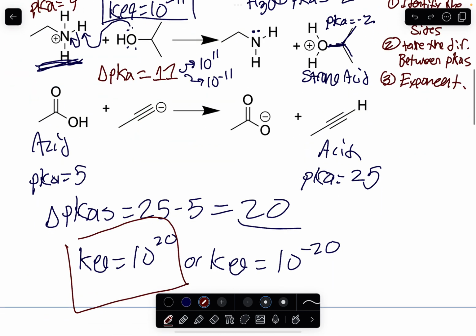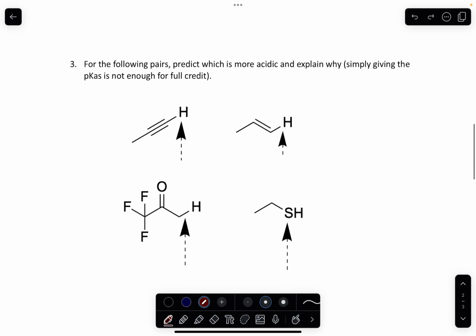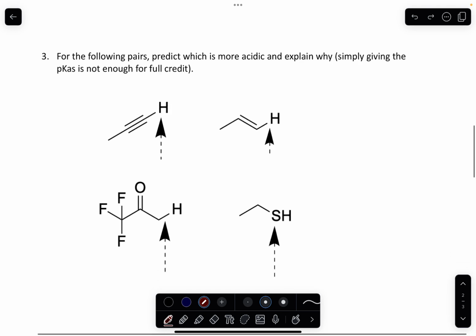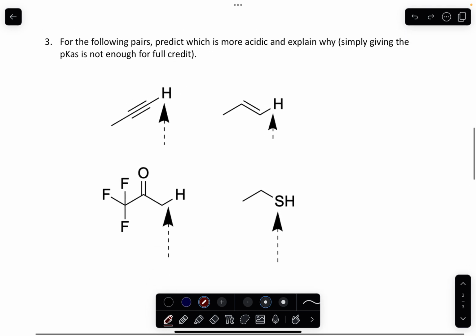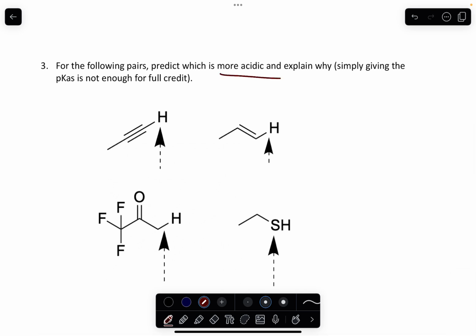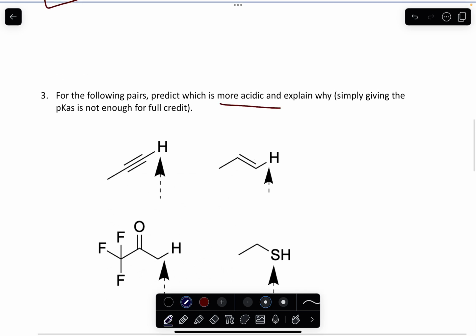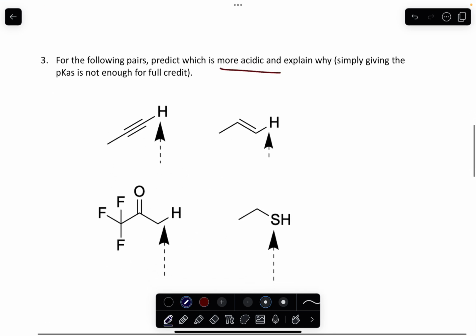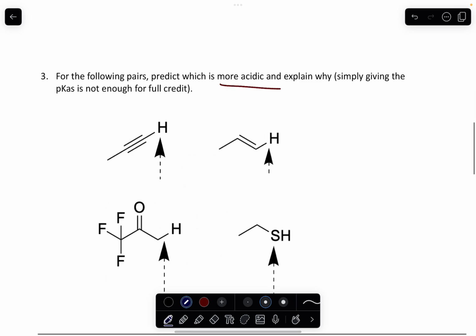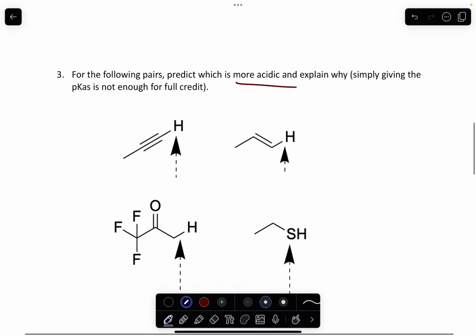Definitely expect to solve something like this on the exam. In this case, these are hard problems. We have to predict which one's more acidic and explain why. If you have been following along, you know how we solve these problems. If we were in person, I would ask, how do we solve these problems? The way we do that is we draw the conjugate base.